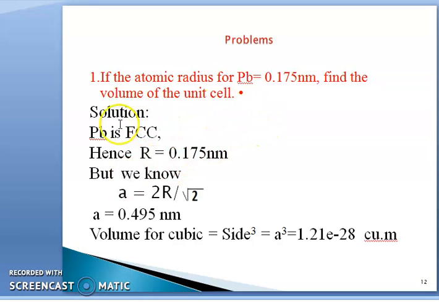Now there are two problems. Here in case of Pb, lead, 0.75 nanometer is the radius, and we are asked to find out the volume of the unit cell. With the help of the radius, we can first of all obtain the length of the edge. It is 0.495 nanometer. Volume of the cube, you know, side cubed, by putting in the value, we obtain this value. In this way, problems may be asked in examination.